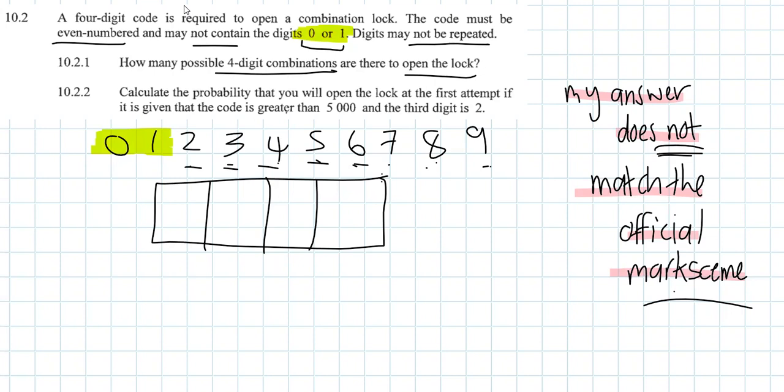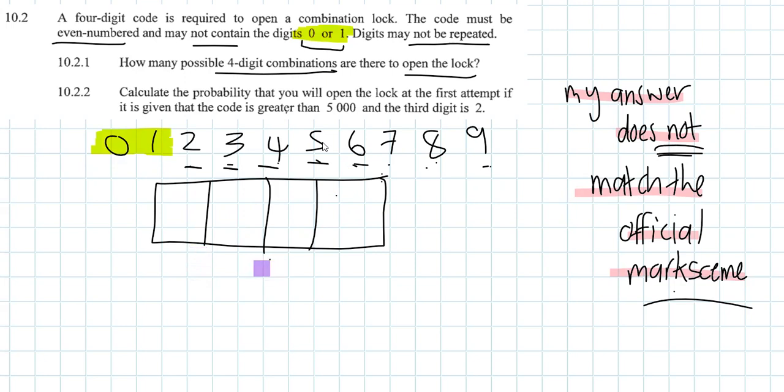So if there was no further information for non-repeat, you would just say 8 options is our first option, times 7 times 6 times 5, and it would be finished. But of course, there's lots more information here, so we're not going to do that. So what further information did they give us? They said that digits may not be repeated.